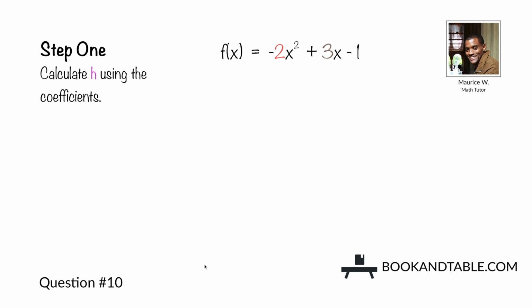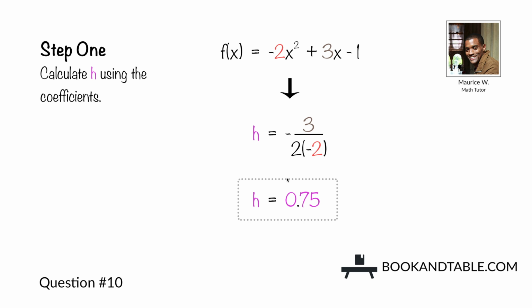Step 1, calculate h using the coefficients. So h is equal to negative b divided by 2 times a. B is the coefficient of the x term, which is 3. And a is the coefficient of the quadratic term, which is negative 2. So this negative and this negative cancel each other out. And 2 times 2 is 4. Showing us h is equal to 3 over 4, which in decimal form is 0.75.